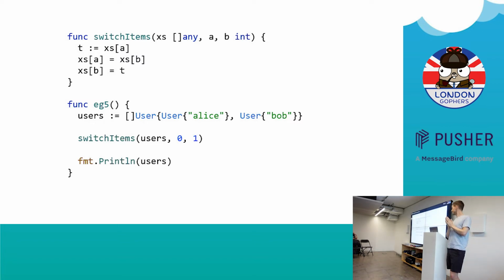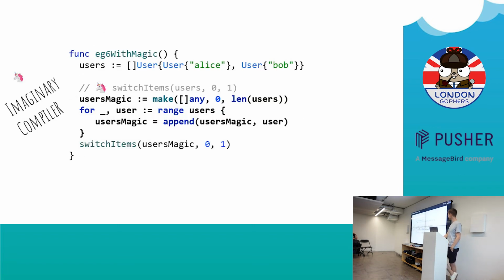Switch items. So you can see it's taking a slice of any. We're taking two indices and we're switching them. Now, if Go did something clever to convert this slice of user into a slice of any or a slice of named, would this method work? Could it work if you got down to the bits and bytes? If you were implementing Go, would this be possible? You could think about an implementation, right?